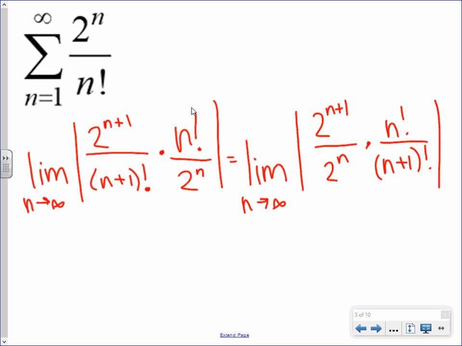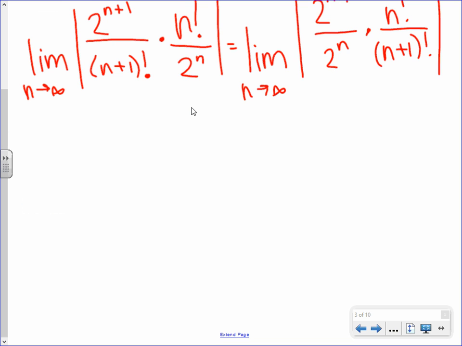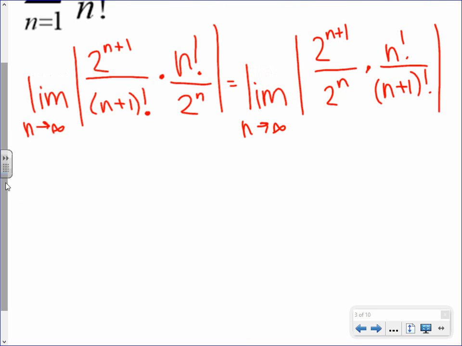Now, more than likely, this is a step you're going to do in your head, but I'm trying to organize it now for you to see. Okay? 2 to the n plus 1 over 2 to the n. We have the same base. We're dividing. What do we do with our exponents? So we have to get 2 to the n. It's greater than 1.